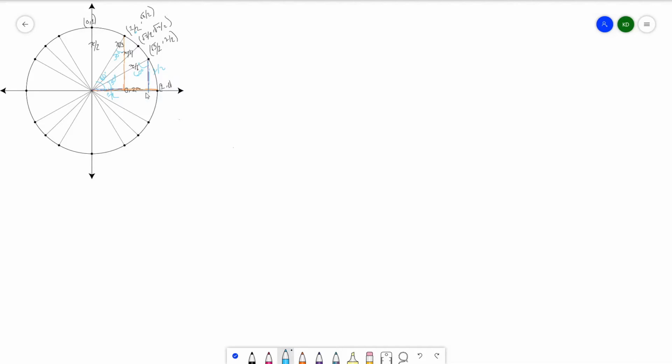So the unit circle has a radius of 1. So that means our hypotenuse for all the triangles that we fit in the unit circle will always be 1. So our hypotenuse is always going to be 1.